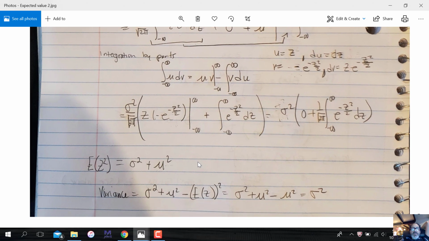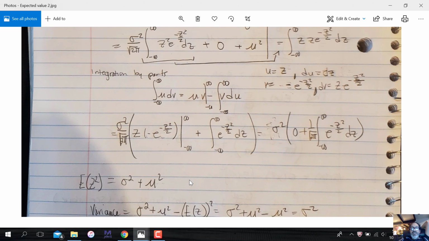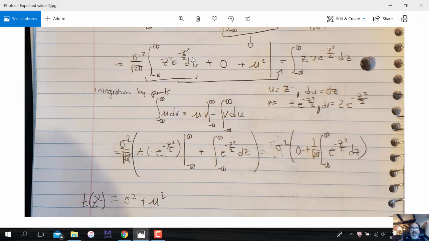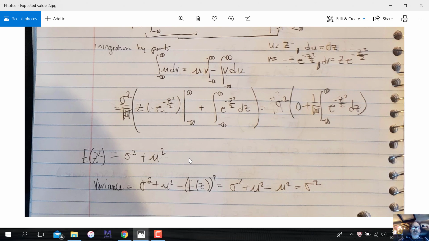And the last thing we have, plus mu squared, because this was just this one part right here of the integral, because we already had the mu squared here, right? So we were just integrating out this first part of this sum. So what we have left then is sigma squared plus 0 plus mu squared, which is sigma squared plus mu squared. So that's the expected value of z squared here.